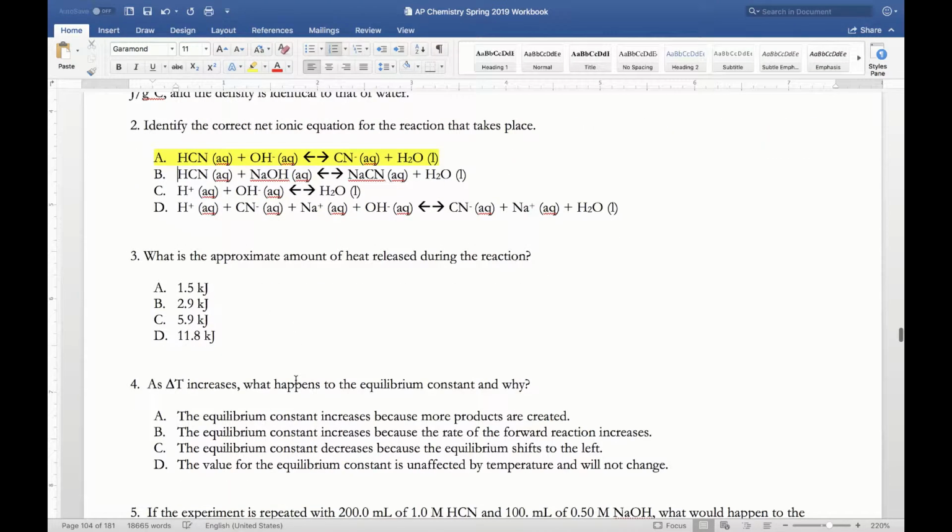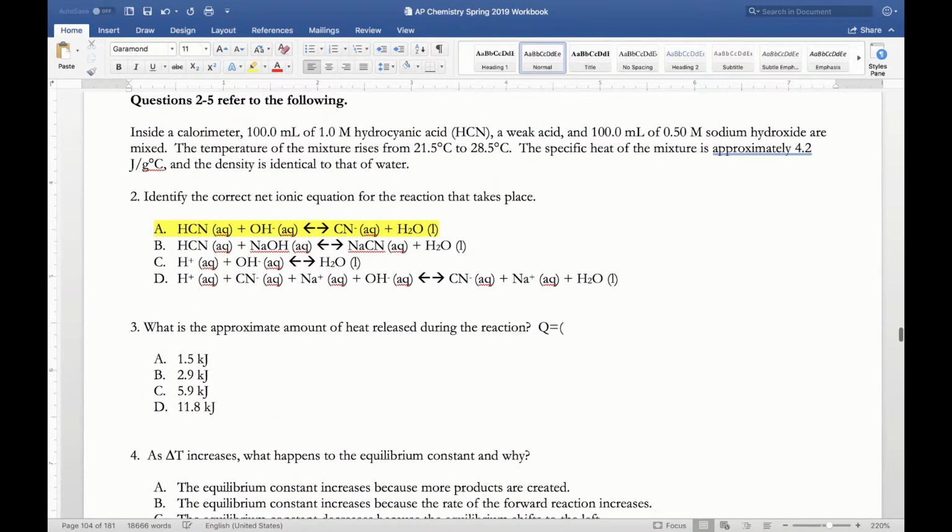For 3, what is the approximate amount of heat that is released? If I actually did this math out, I know it's Q equals MC delta T. So Q equals my mass, so remember it's the 100 mL plus 100 mL, so it would be 200 grams, times my specific heat, which is 4.18, times my change in temperature, which is 7. When I do that, I get approximately 5,880.